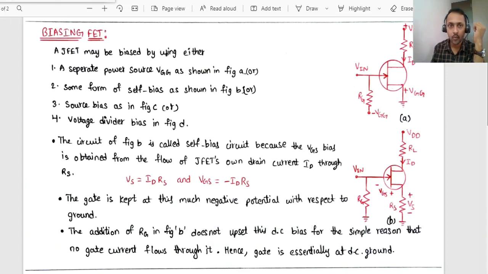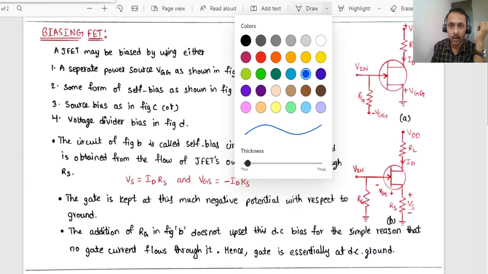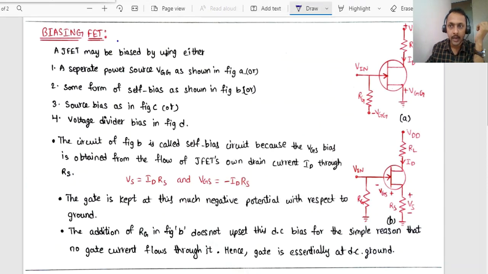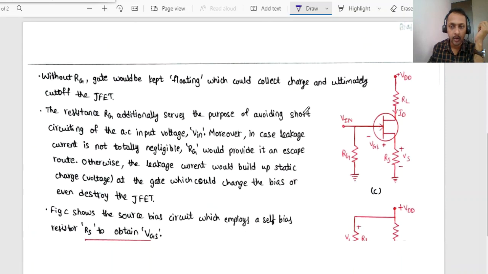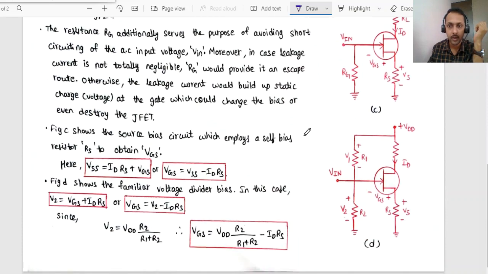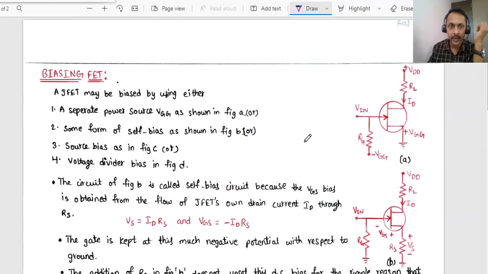In this video, we are going to discuss the biasing of the field effect transistor. We will see what the different biasing methods are. By the time we complete this video, we will discuss the separate power source method, the self bias method, the source bias method, and the voltage divider bias method in order to do the biasing for the field effect transistor.